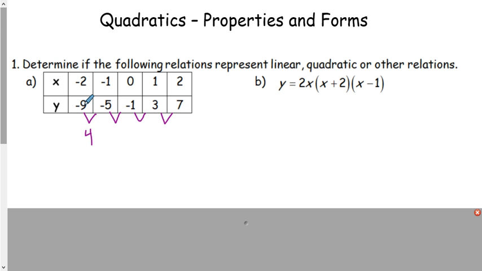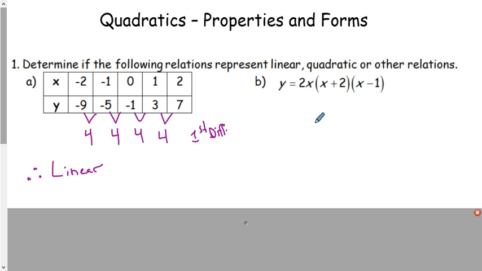And really you could look at it by saying, we go from negative 9 to negative 5, that's going up by 4. Same deal, negative 5 to negative 1, that's going up by 4. Negative 1 to 3, that's going up by 4. 3 to 7, that's going up by 4. So this has first differences that are the same. So what does that mean? That means it's linear. If the first differences are the same, it's linear. If the second differences are the same, that would tell us that it's quadratic.